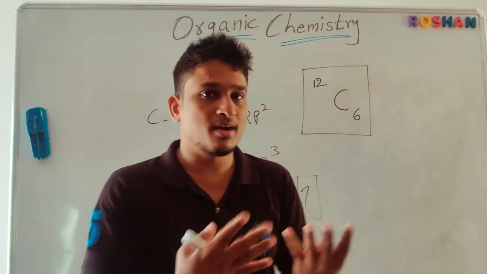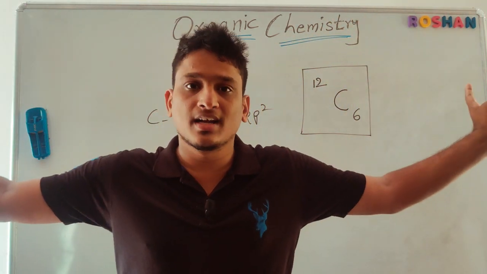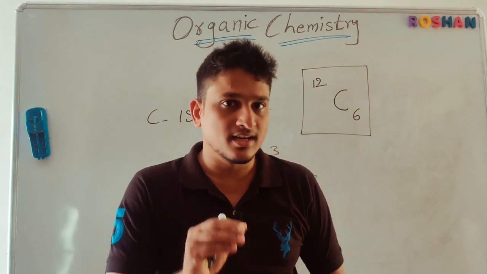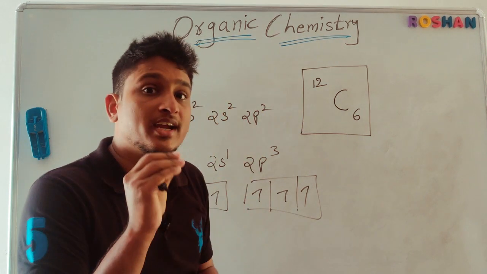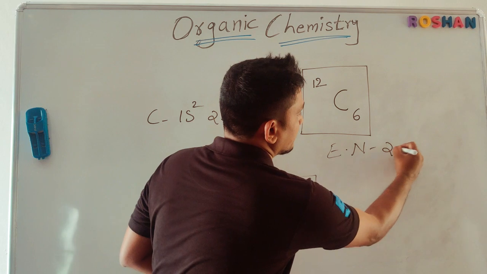So it forms 4 sigma bonds with other carbons. That carbon again bonds with sigma bonds to other carbon. An infinite number of carbons are there. Students, got the clarity? So here the main factor is the electronegativity factor. The electronegativity of carbon is 2.5.